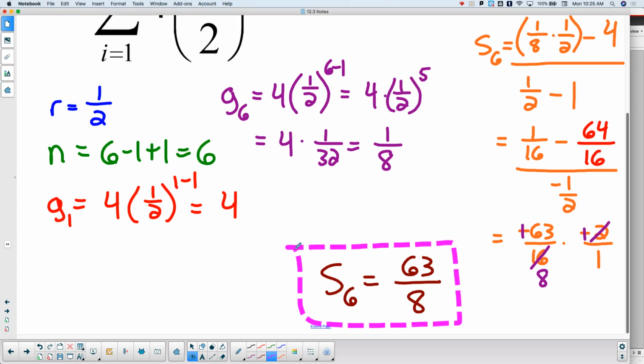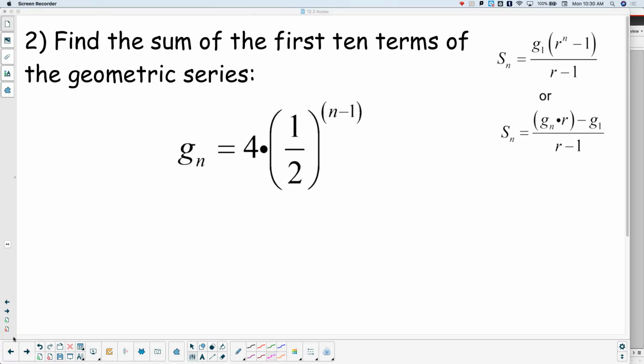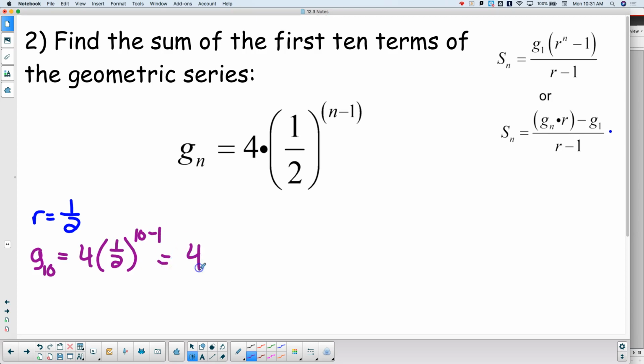You find me, now, the sum of the first 10 terms of that geometric series. R value. Fractional R value tells me I probably want to stick with the bottom one then, right? So I need G sub n. Well, G sub n in this case is G sub 10, because I need to find the sum of the first 10 terms. 4 times 1/2 to the 10 minus 1 power. 10 minus 1 is 9. So this is 4 times 1/2 to the 9th power.